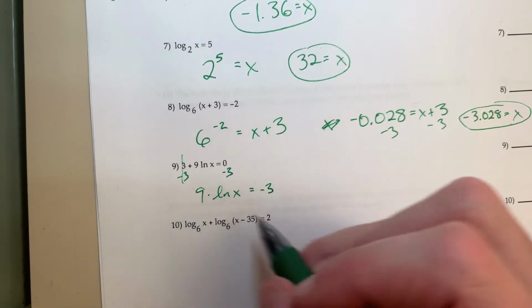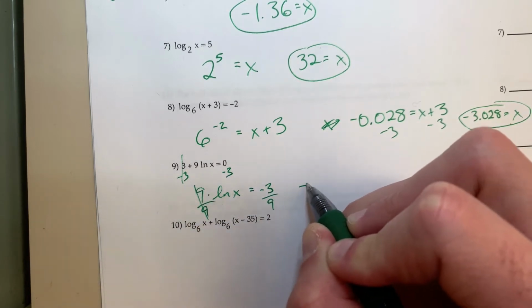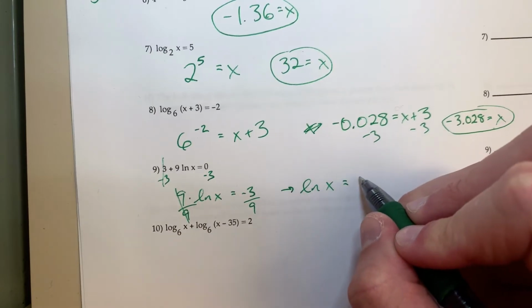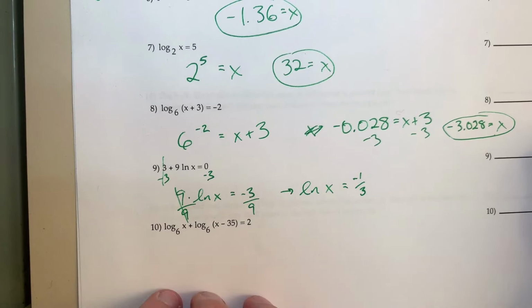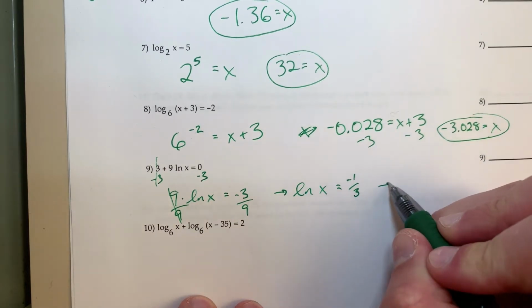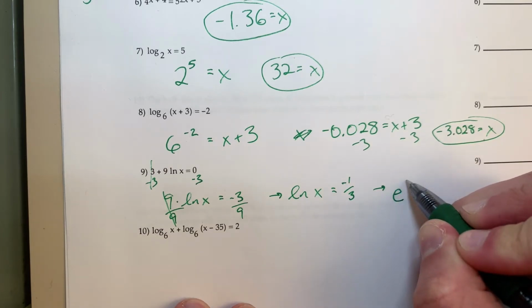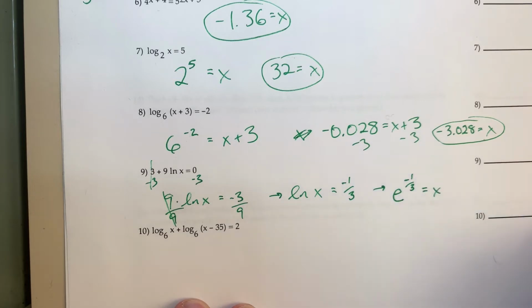And then I can divide by that 9, right, to cancel that. So I'd be left with natural log of x equals, you could say negative 1/3, or you could say negative 0.3 repeating, right? Okay, so now converting this to an exponential. Remember, natural log has a base of e, so that would be e to the negative 1/3 power equals x. Okay, and don't forget, e is a value, right?